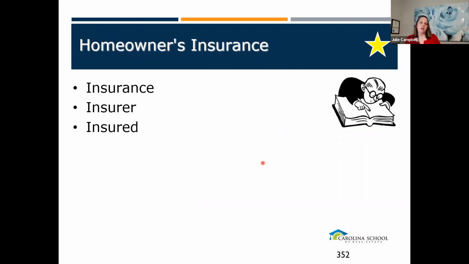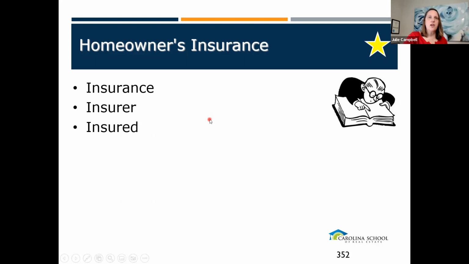Insurance is the agreement between the insurer and the insured. Insurance is a bilateral contract. It's a two-way street. Parties have duties and obligations to each other. The insurer is the insurance company. The insured is the homeowner. Their relationship: I promise to give you money every year in exchange for protection if something happens to my property. That's our agreement. That's our bilateral contract. Insurer is the insurance company. The insured is the homeowner.